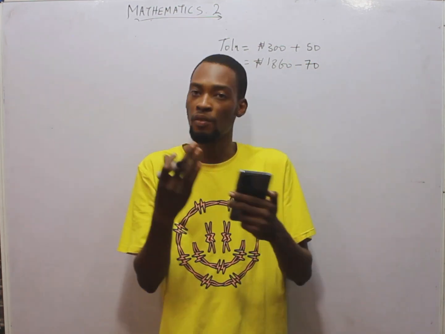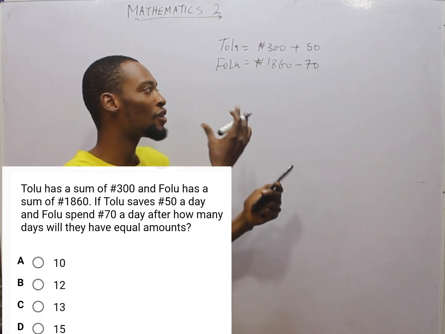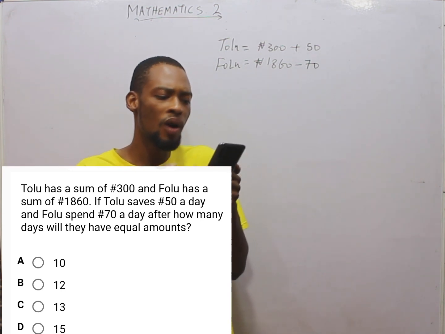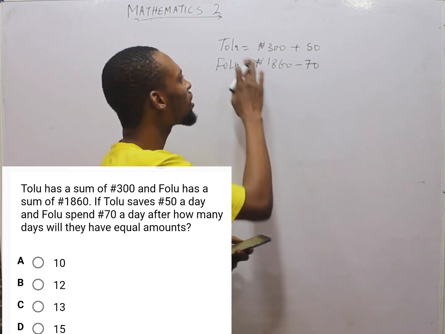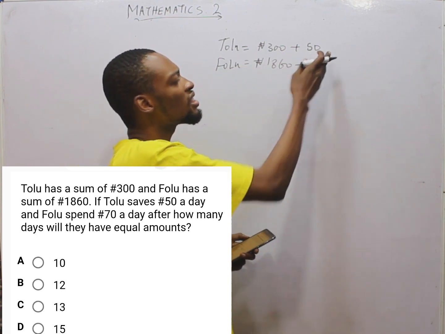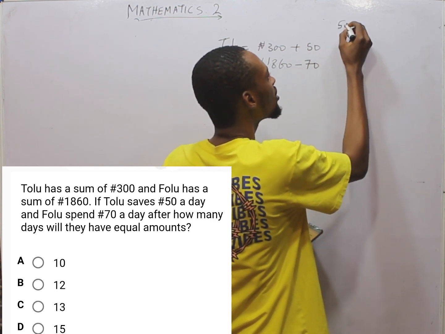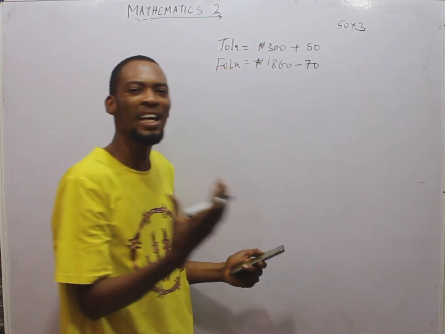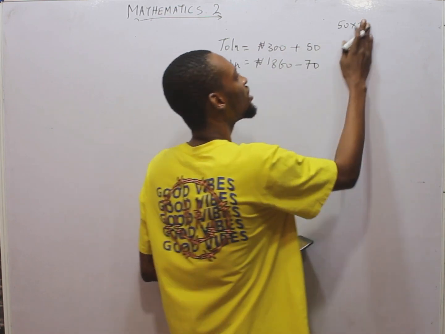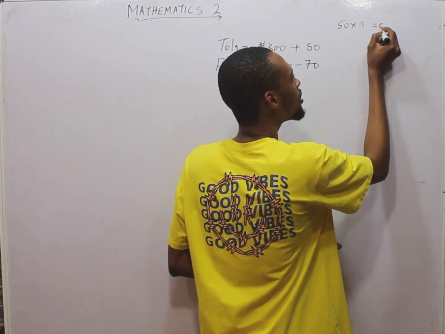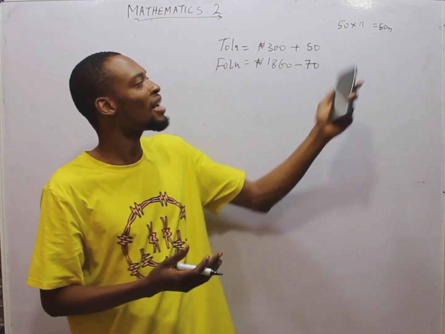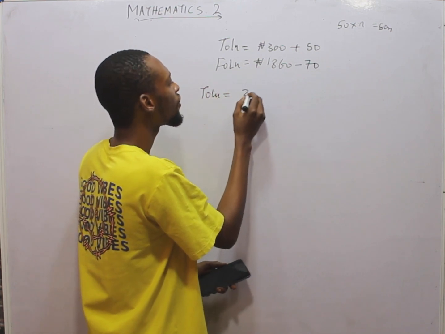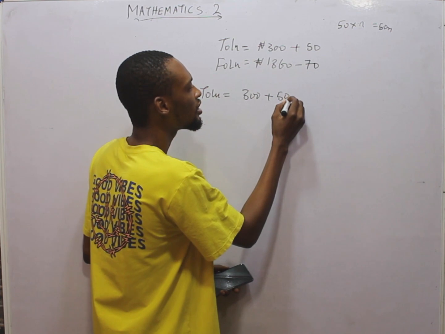We are trying to interpret the words, changing words to equations or to expressions. After how many days will they have equal amounts? Now, this one says 50 naira daily, which means in 2 days, this one will save 50 times 2. In 3 days, it will save 50 times 3. So in a particular day, which you don't know, it will simply save 50 times n, which is 50n. So for an unknown date, this guy will save 50n. Therefore, for Tolu, it is simply 300 plus 50n.